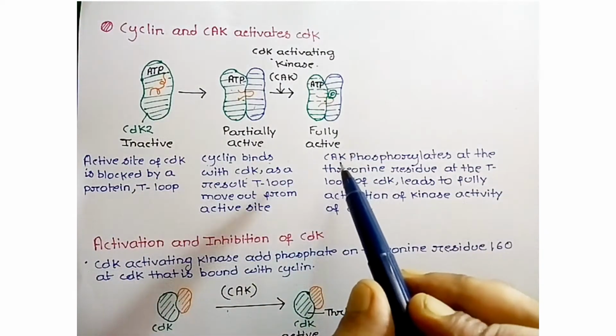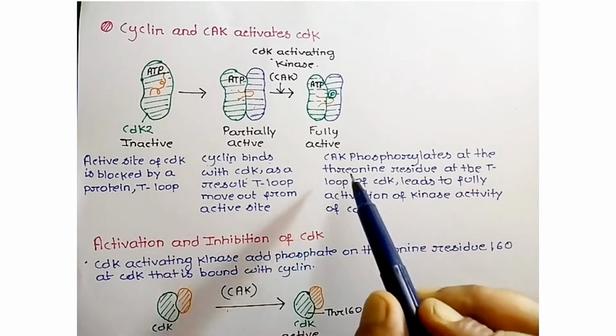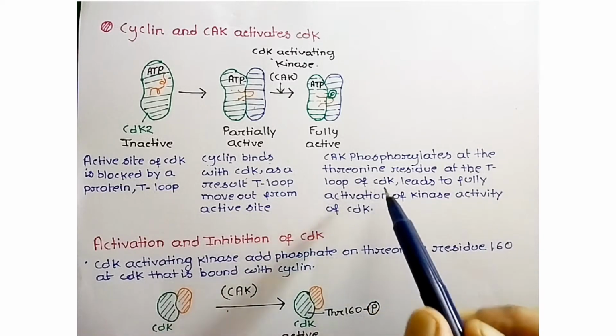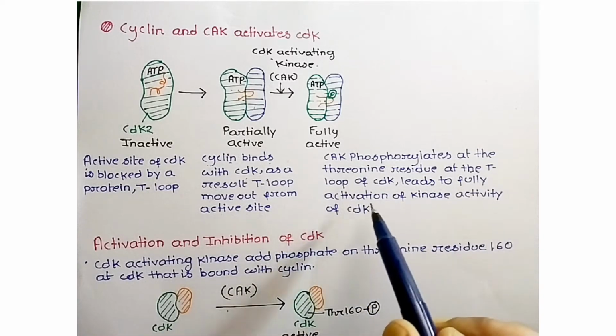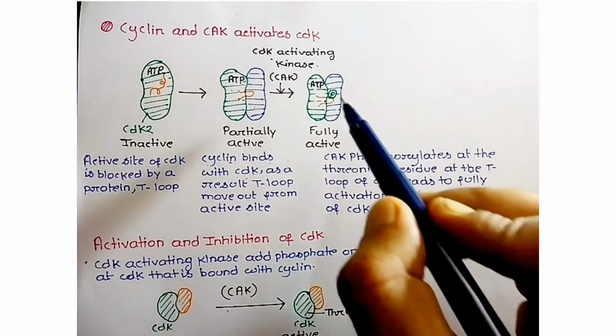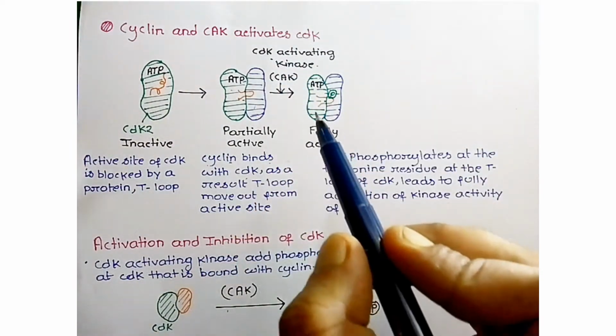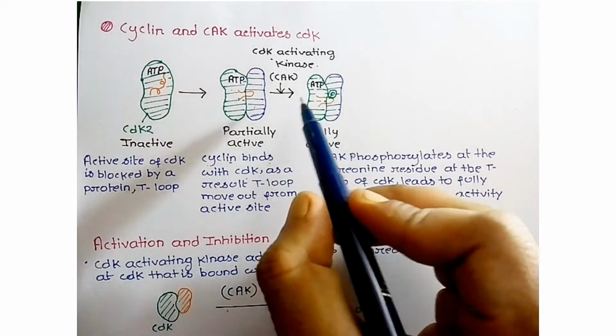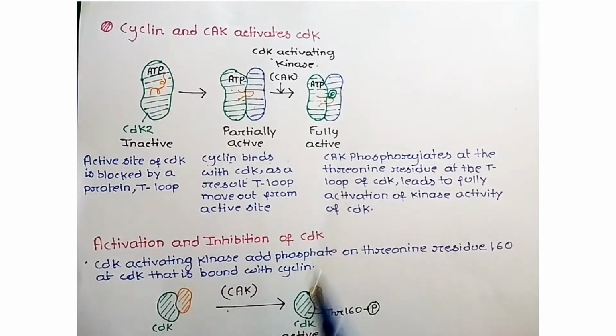Now when CAK phosphorylates the threonine residue at the T loop of CDK, it leads to full activation of the kinase and activity of CDK. So when CAK phosphorylates the threonine residue of the T loop, it shows full activation of CDK. Now this CDK is able to phosphorylate other types of proteins that are important in cell cycle progression.